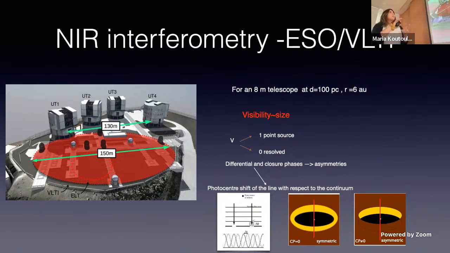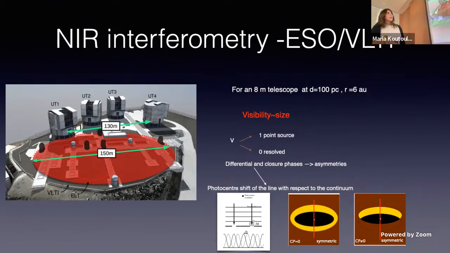And 3 quantities that I'll be mentioning along the talk are, for example, the visibility. The main thing you need to remember is that the visibility is the contrast of the fringes and mainly gives you an estimate of the size of the emitting region. Visibility is a normalized value that we use, so 1 is a point source, 0 is something completely resolved. And then instead of the actual phase that we use in radio interferometry, we can use the differential and closure phases. The differential phase is the photocenter shift of the line with respect to the continuum. And for closure phase, we need at least 3 telescopes, and that can give us an idea of asymmetries in the circumstellar environment.